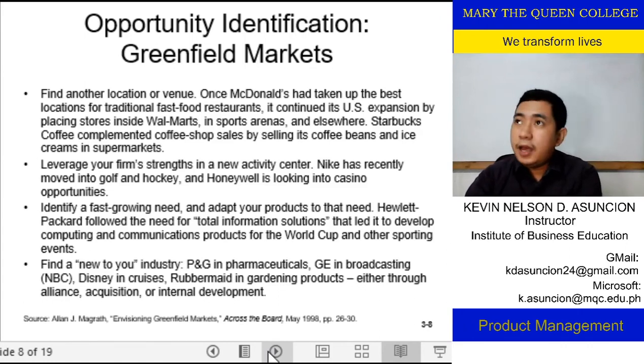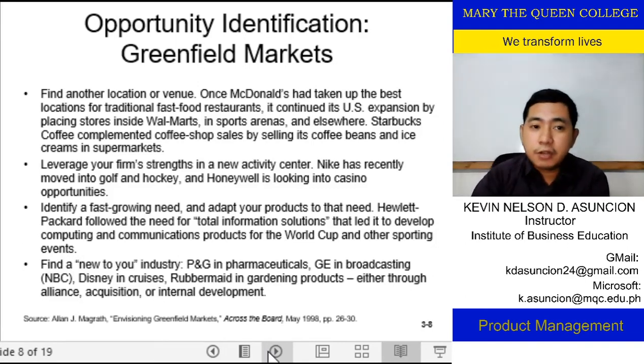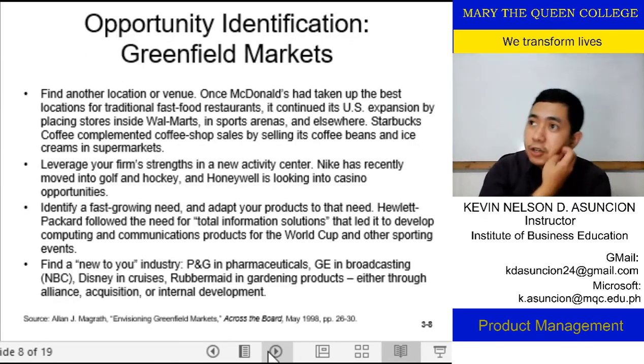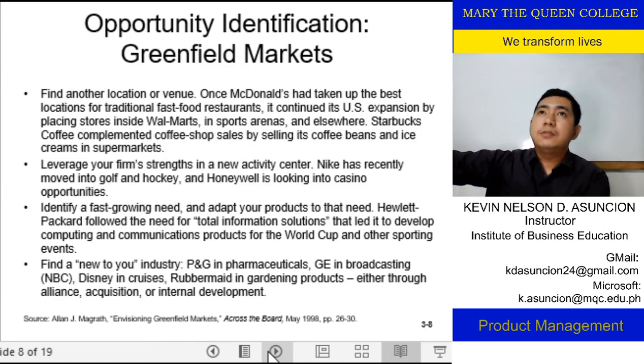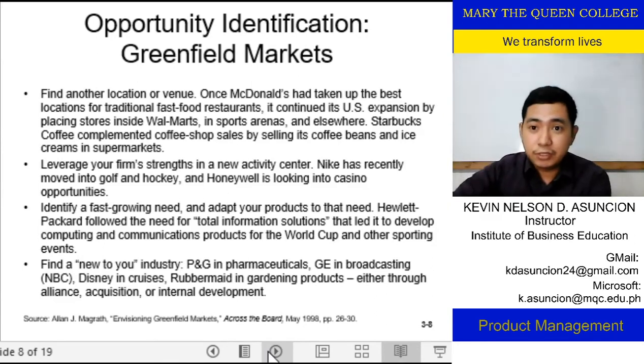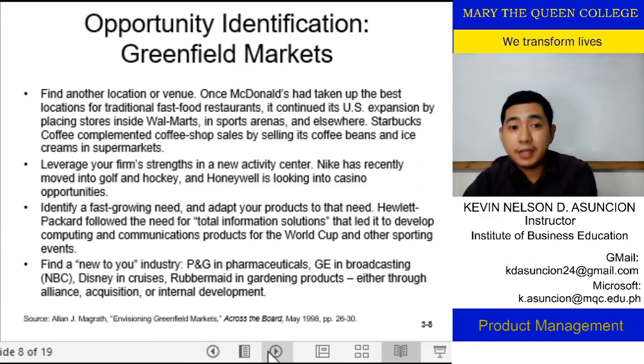So you can generate opportunity by finding a new market. So look at this. Find another location or venue. So that will generate a new market. So possibly the scope or geographic location of your company or your product doesn't satisfy the needs of all, no, in a wider scope. So diving into a new market will satisfy those needs na nasa labas ng dating market mo. No? So that's what we call new market development.